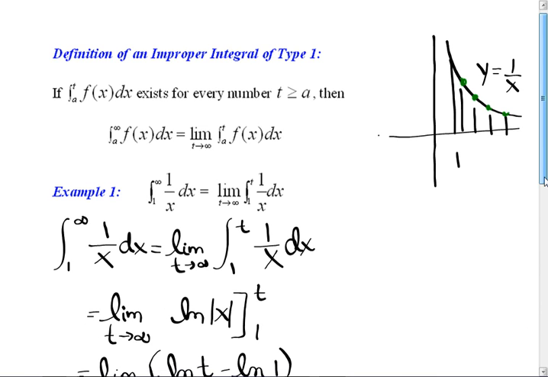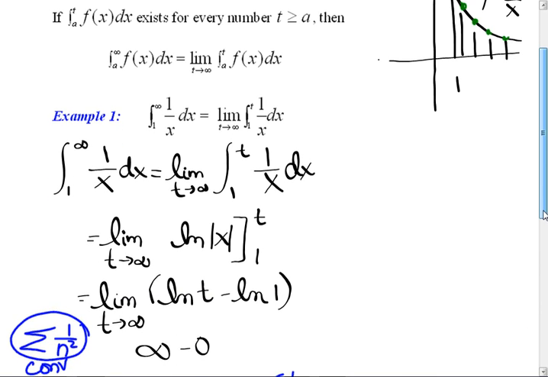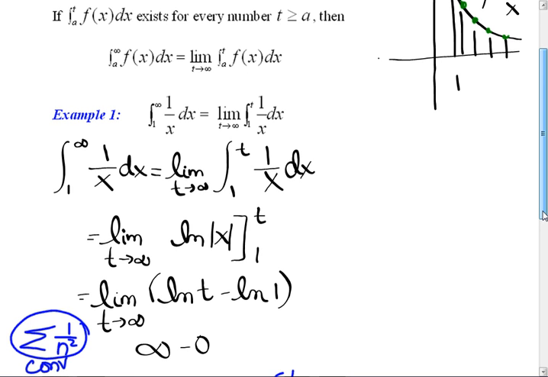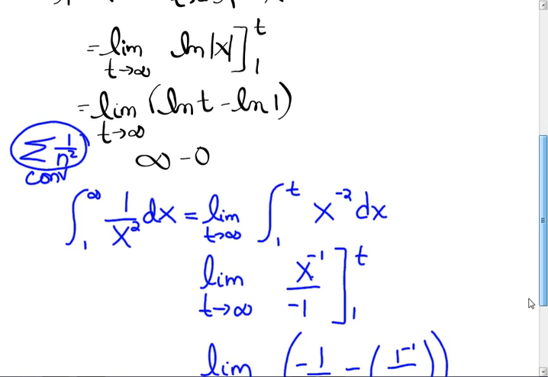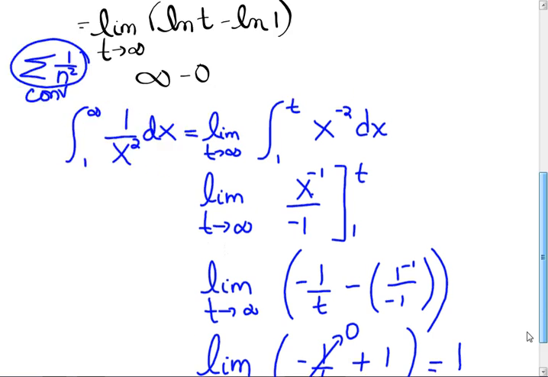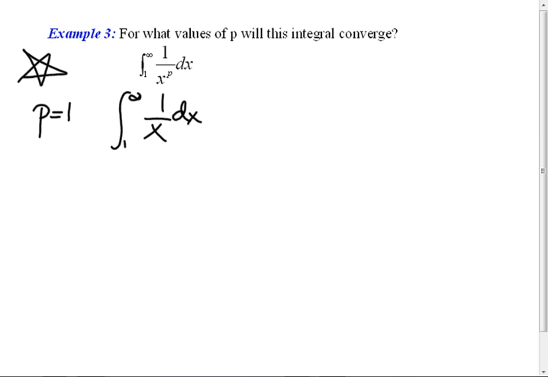P is going to be a number. When does it converge? There's 1 over x to the p. x is raised to what power? 1. What happened when x was raised to the second power? It converged. So the question is, when does this converge? At p equal to 1, it diverges. Remember, this is the log of x, the log of infinity. That diverges. Go back and look at it. When p is equal to 2, this converged.